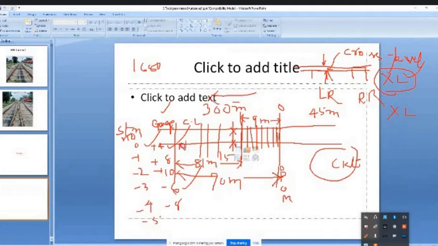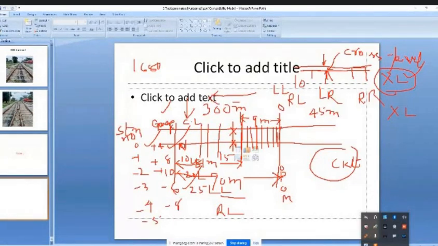So cross level, for example at 0 station, both are at the same level means 0 or normal level. Here 10 mm means between one rail and another rail, the right rail is higher than the left. So we write LL for left low, RL for right low. Here the left side is lower than the right rail by 10 mm, so you put 10 LL. 10 LL, 20 LL, or 25 LL. LL means left rail low. RL means right rail low. Like this you have to understand and keep on taking the cross level.